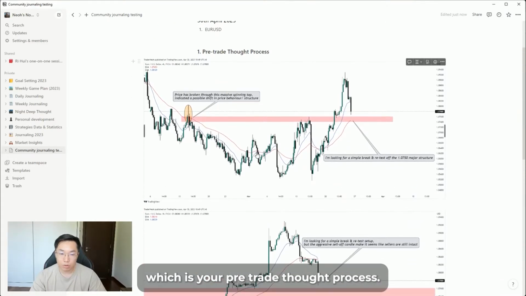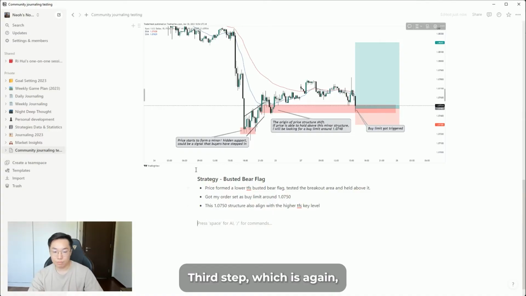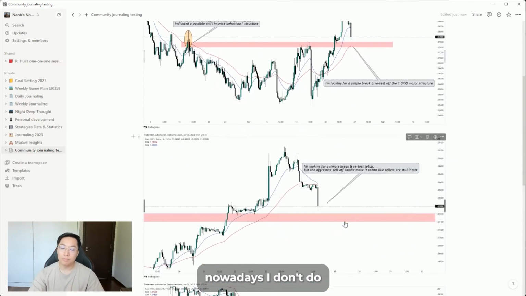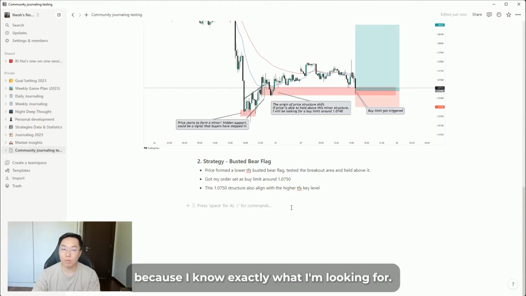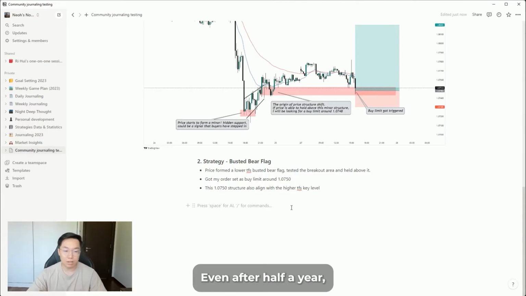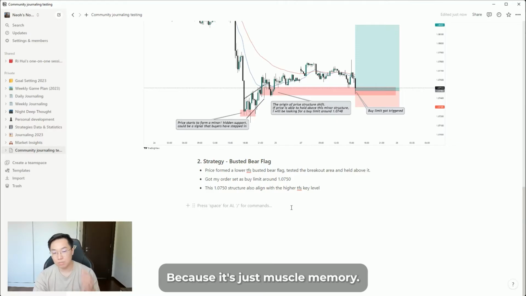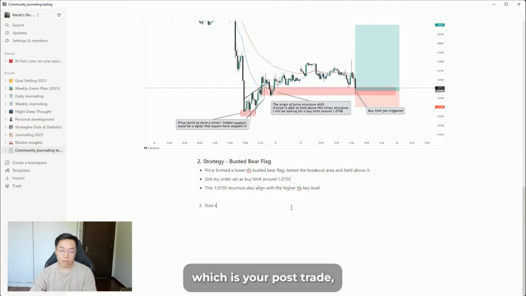Which is your pre-trade thought process. Second step is your strategy. Third step, I'll just put it here again. Nowadays, I don't do such a precise journal, because I know exactly what I'm looking for. Even after half a year, if I go back to the previous half year trades, I still roughly know why I took that trade at that point, because it's just muscle memory. Right? So the third one is your post trade.